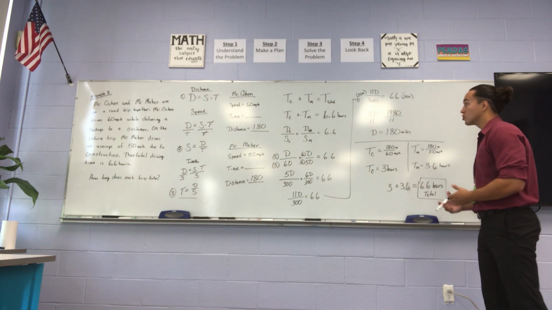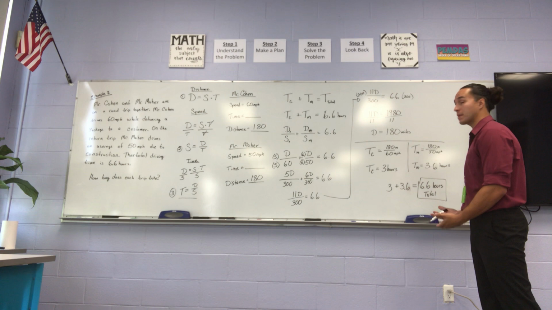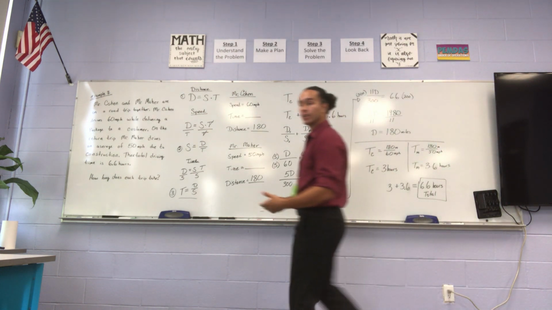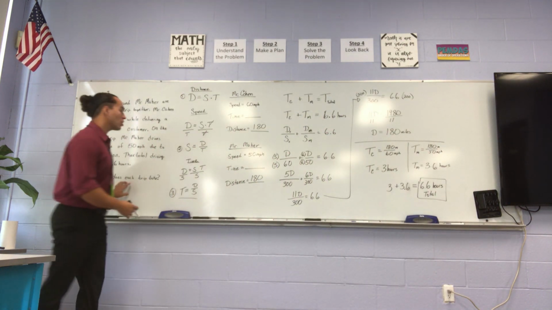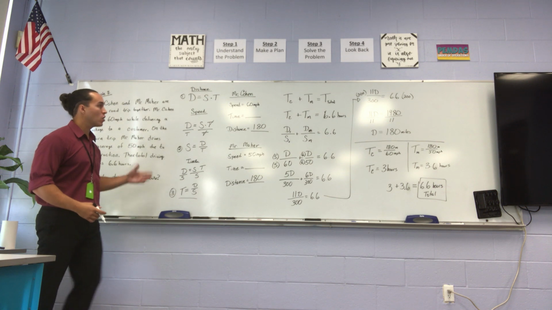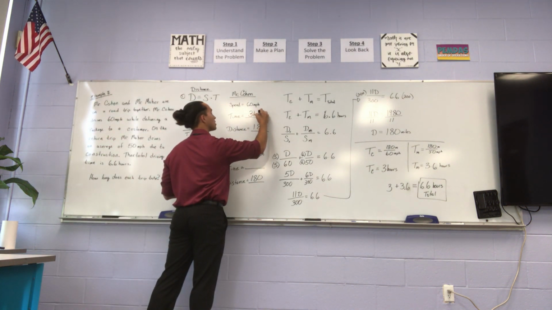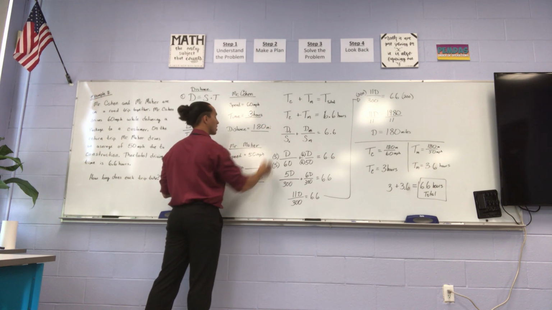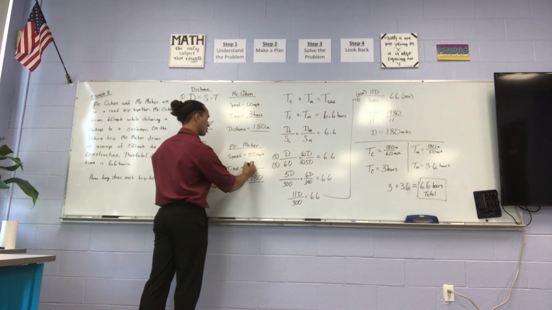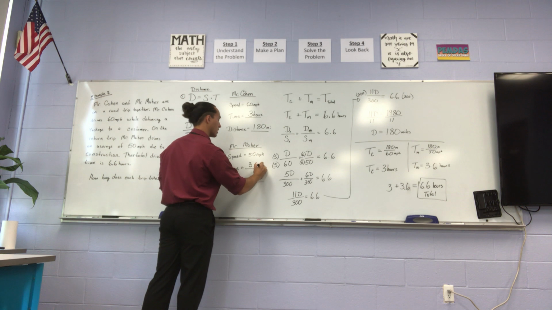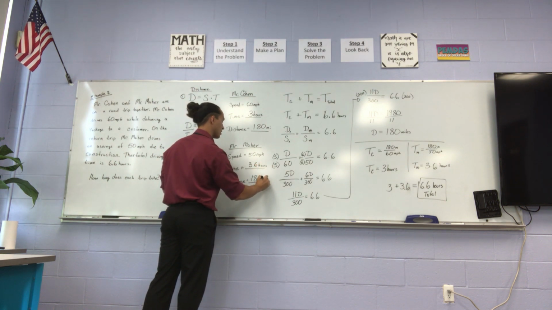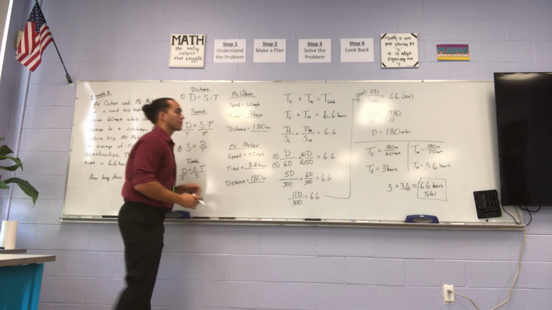So using these pieces of information, we can answer how long each trip takes. We can say that Mr. Cohen takes 3 hours and Mr. Marr takes 3.6 hours.